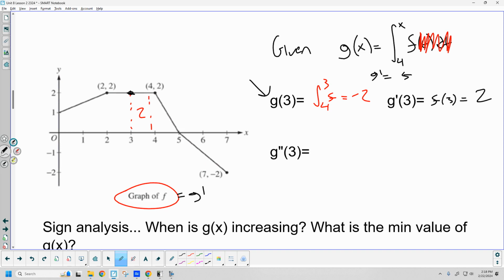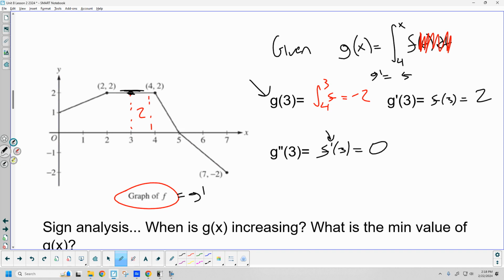Put them up. Where's the fingers? Hey, don't trick. That's a trick question. Yeah, this is a trick question. Good. G double prime of 3 equals F prime of 3, the slope of F at 3. We remember all of the different things that derivatives mean. Instantaneous rate of change, slope of the tangent. Slope at 3 is 0.